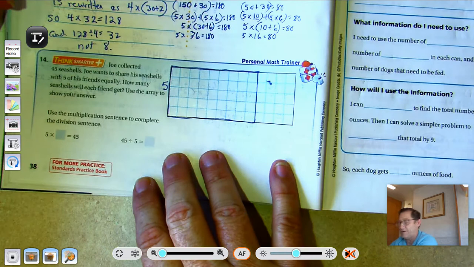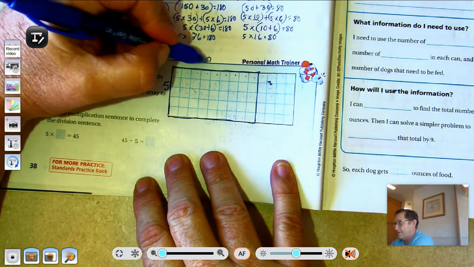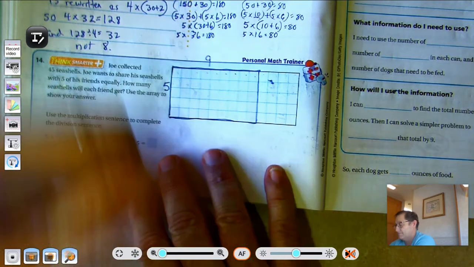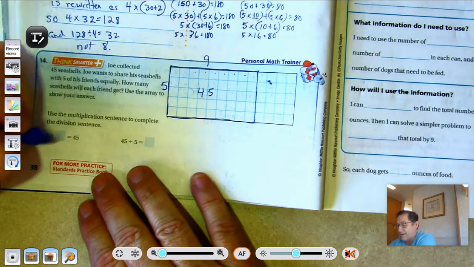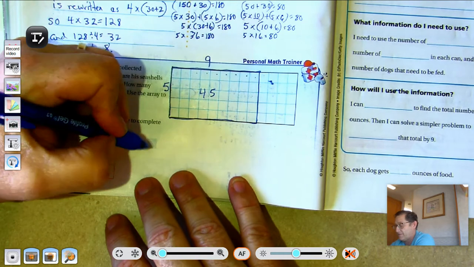So we have 5 friends. 1, 2, 3, 4, 5, 6, 7, 8, 9. And each of them will get 9. So 5 times what is 45? 9. 45 divided by 5 is what? 9.